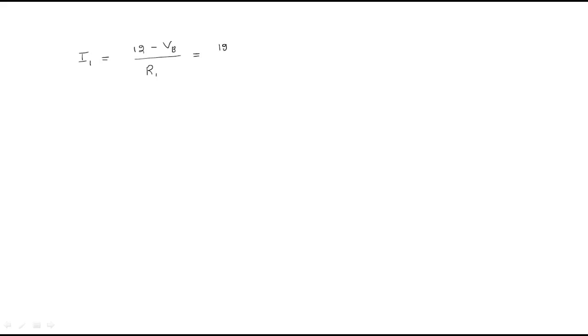So 12 volts minus VB means 9.46, by R1, which is 4.7K. By doing the simplification, we will get the I1 value as 0.539 milliamps, or we can write I1 equals 539 microamperes.